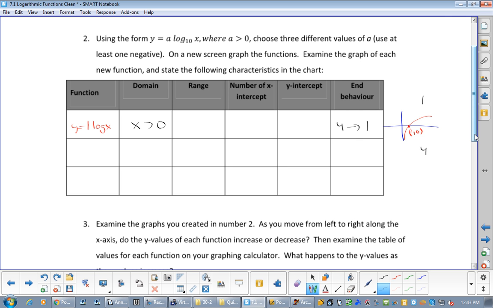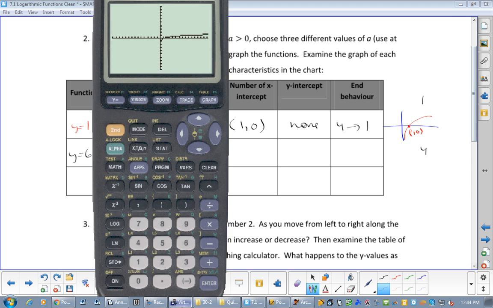Okay, what's the range? Y in the reals. What is the x-intercept? It's right on your graph there. What is the y-intercept? None. Okay, now they want to ask us, well, what would y equals 6 log x look like? It's a good question. Let's try it. So I got that. I'm going to put a 6 here.